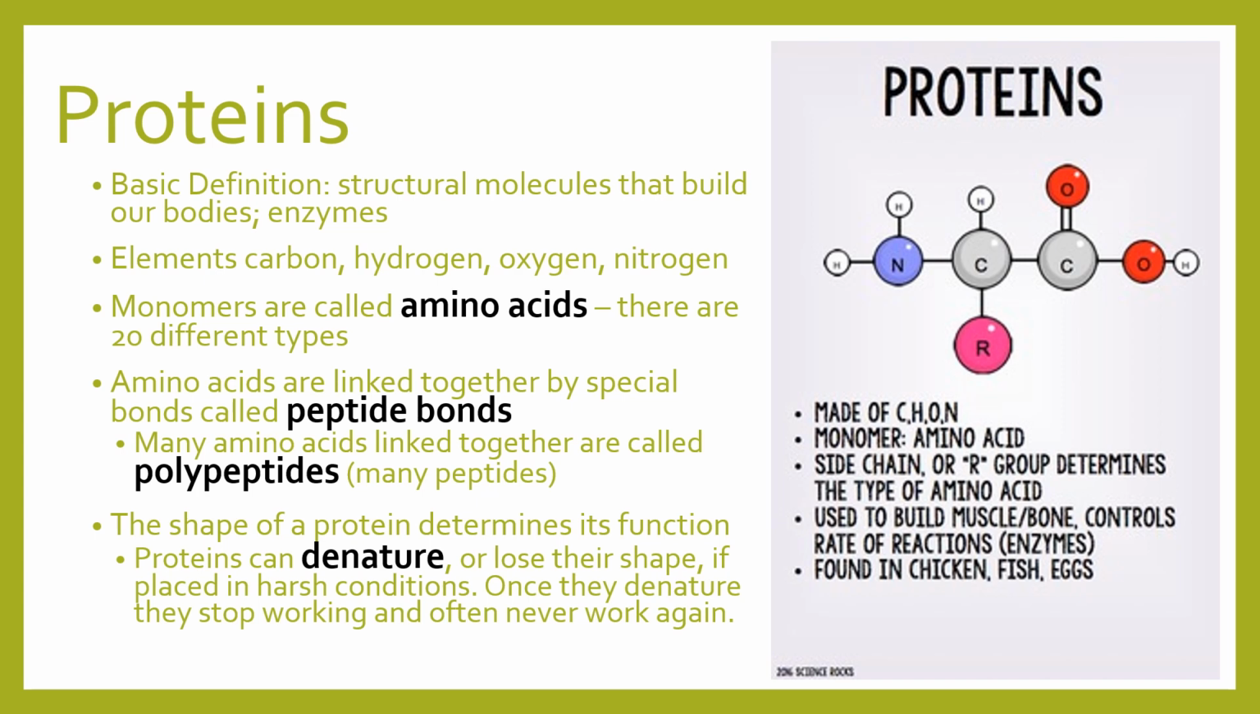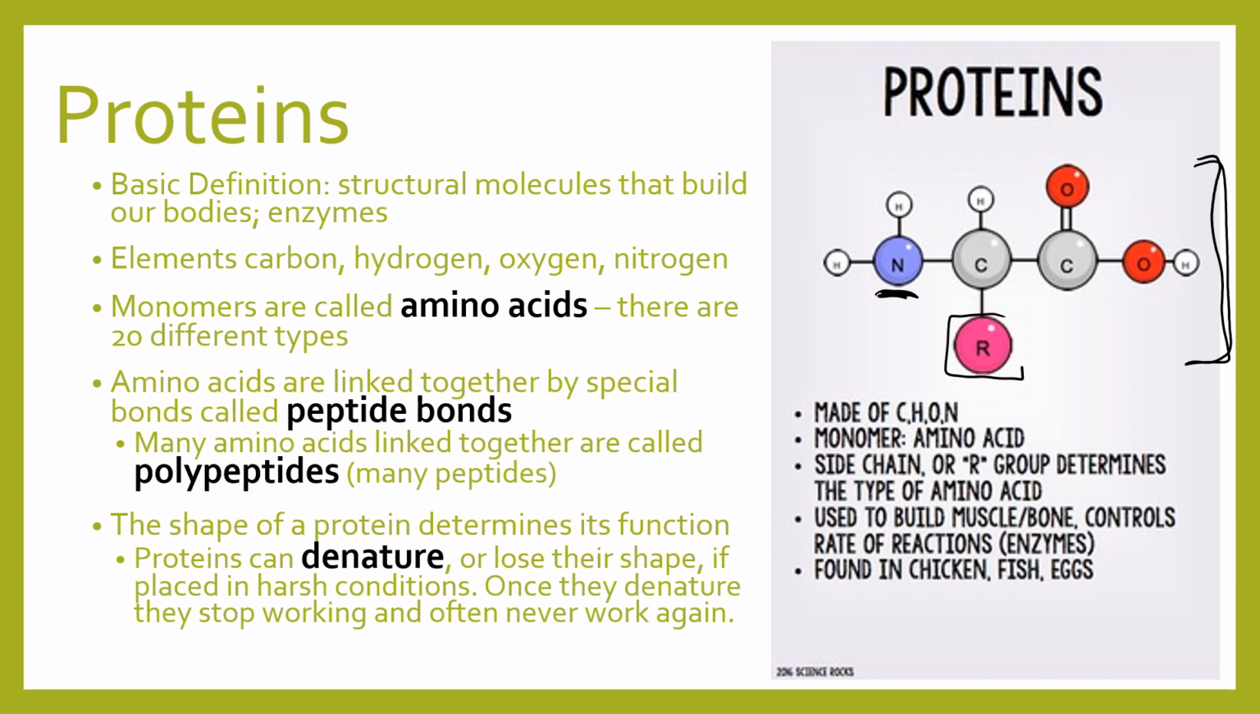They are also made of carbon, hydrogen, and oxygen, but also nitrogen. We add that into our mix of elements this time, so you can see our little nitrogen right there. Now, their monomer is called an amino acid, and there are 20 different versions of these amino acids. This is the basic structure right here.